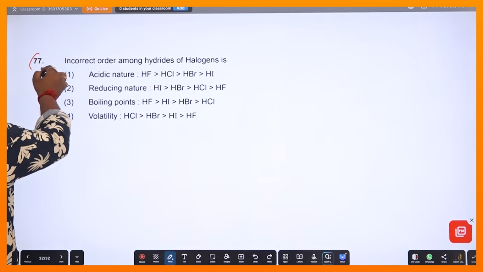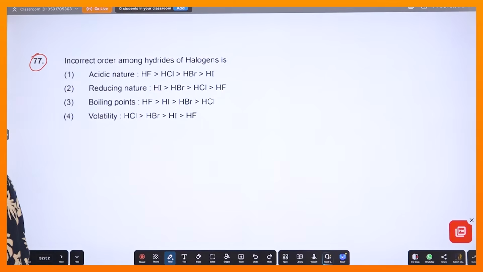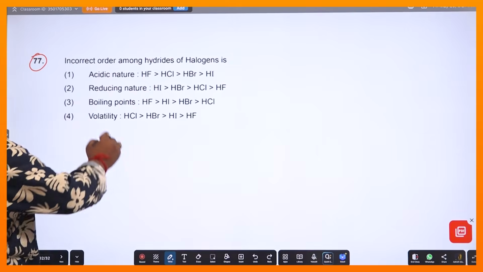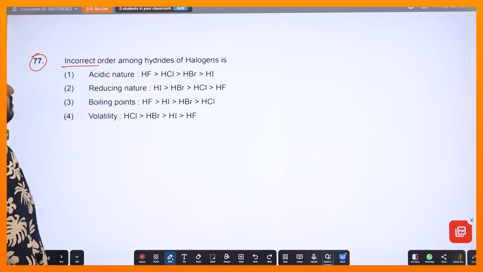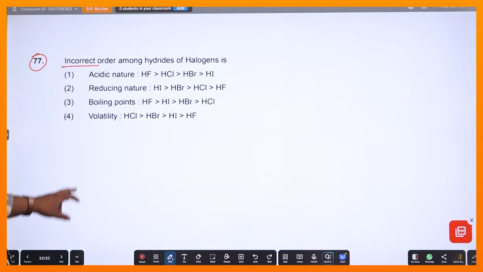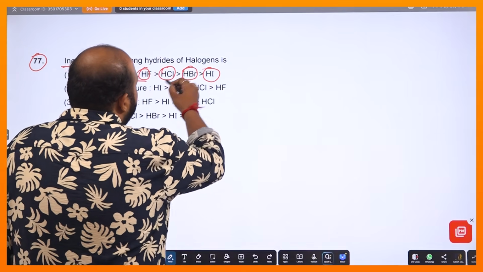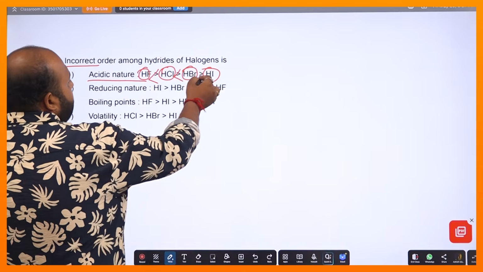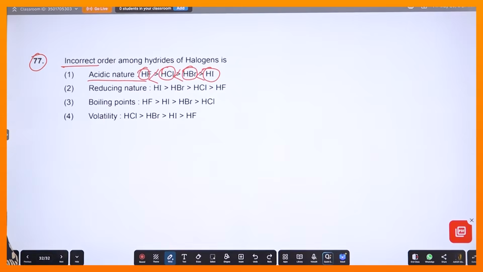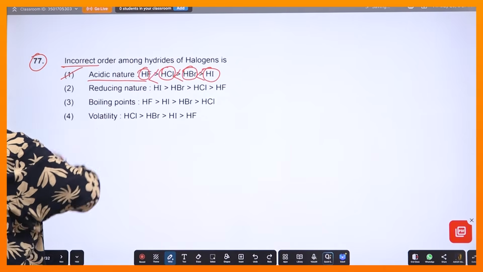Next is question number 77. It is asking regarding various physical parameters like acidic nature, reducing nature, boiling points and volatility, and we have to find out the incorrect one. In the very first option you can see, students, the acidic nature is given incorrectly because for HF, HCl, HBr, HI, the order trend will be just the reverse, and we don't have to go through other options. It is simply the first one.